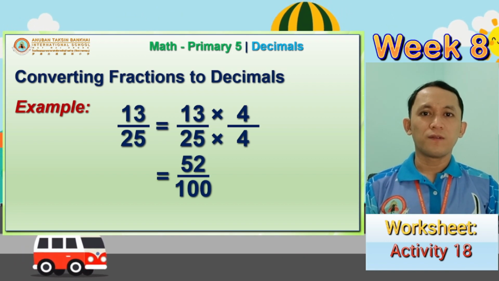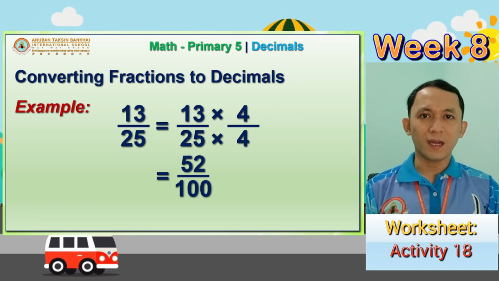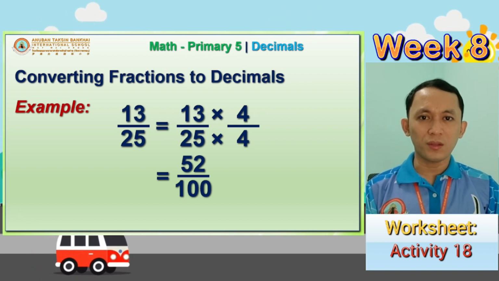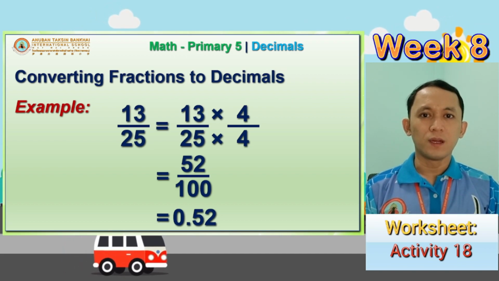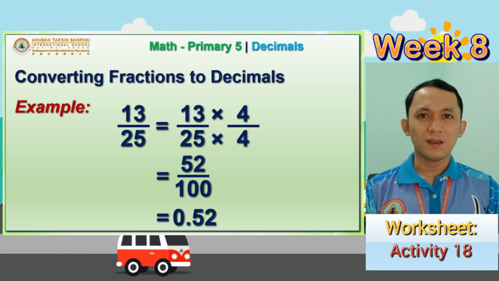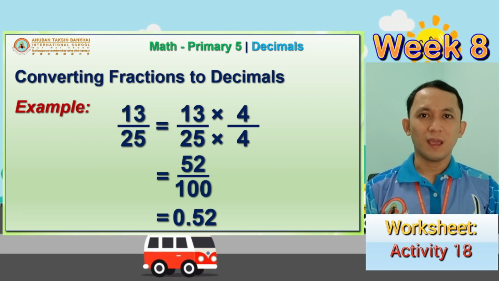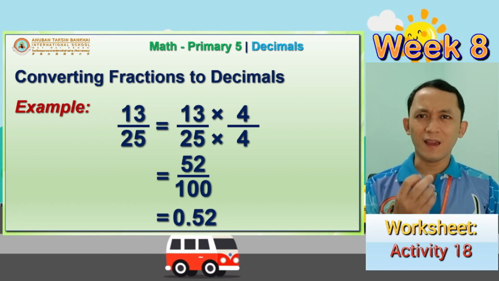We have 52 over 100, so that is equal to 0.52. Okay, so that is our answer. Now let's have more examples.